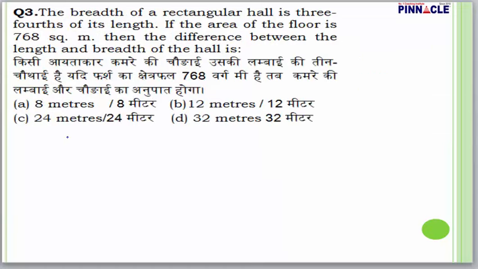Next question, question number 3. Question is, breadth of a rectangular hall is 3/4 of its length. Let's say length is x, then breadth would be equal to 3/4 of x. If the area of the floor, that is length into breadth, if you multiply it, then this would be area, which is equal to 768. Then the difference between length and breadth, means we have to find the value of these two first and then the difference.